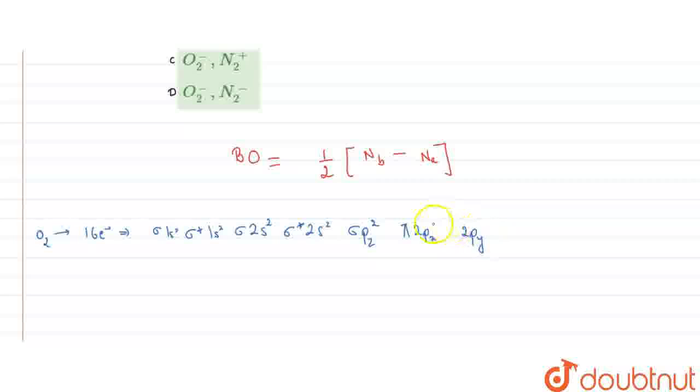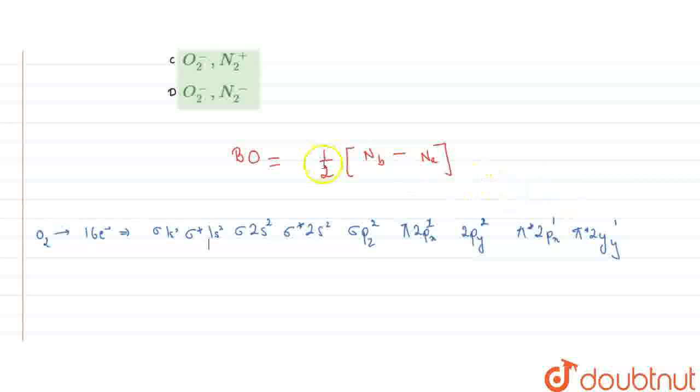That means one electron will go first into each of them, 1 and 1, and then pairing will happen, so 2 and 2. Now let us count. We completed 2, 4, 6, 8, then 10, 12 and 14. So 14 electrons have been completed, and 2 more are to go. After this we have pi star 2px and pi star 2py, and they both are at the same energy level. That means 1 and 1 electron will go over there.